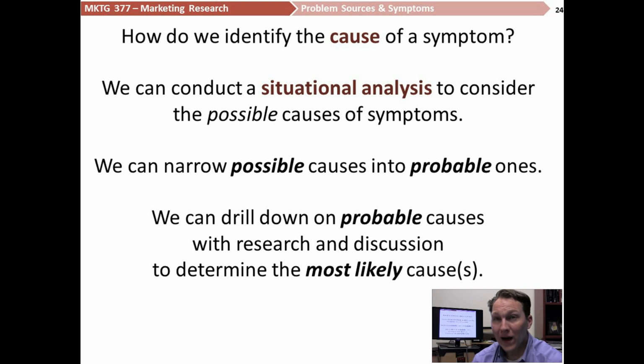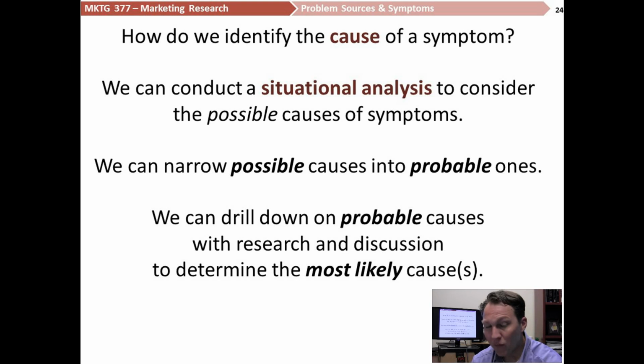Once we have those possible causes in mind, we can start to narrow the possible causes down into probable ones. So once we've brainstormed and made our list, we can start scratching things off that we know aren't true. For example, we might list seasonality as a possible cause, but then look at it and go, well, seasonality is only a problem for us during December. It's not really a problem for us any other time of the year. So we're going to scratch that one off the list. So we can begin to narrow things down.